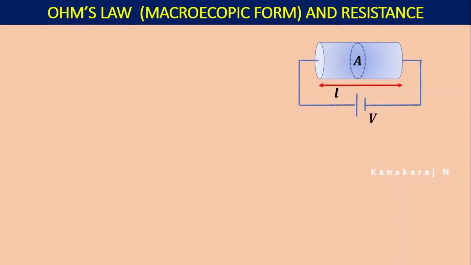Ohm's law, macroscopic form and resistance. Let us consider a conductor of length L and area of cross section A. It is connected to a battery of potential difference V. Now this battery sets up an electric field E and constitutes a current I.